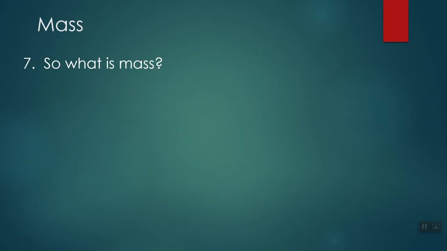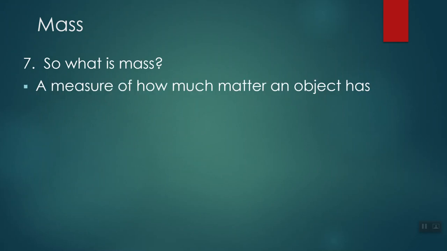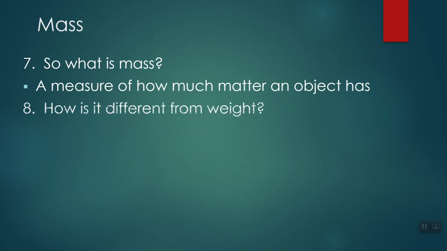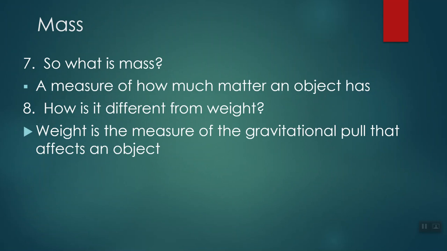All right, so what is mass again? It is a measure of how much matter an object has. A measure of how much matter is in that object. And how's it different from weight? Well, weight is the measure of the gravitational pull that affects an object.